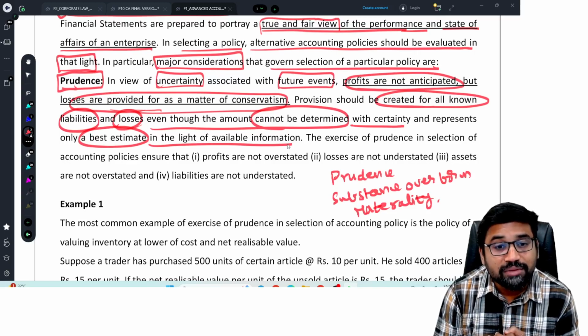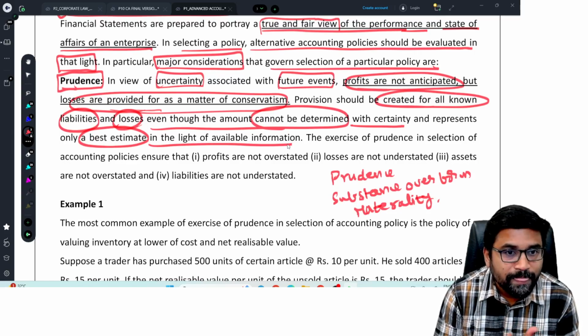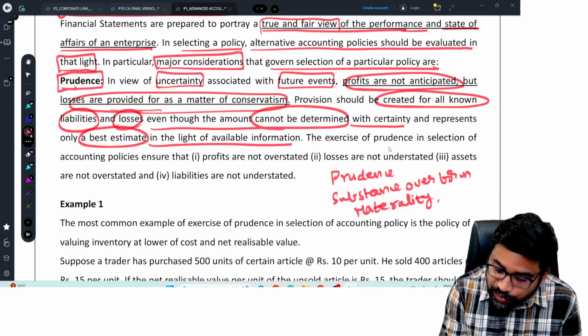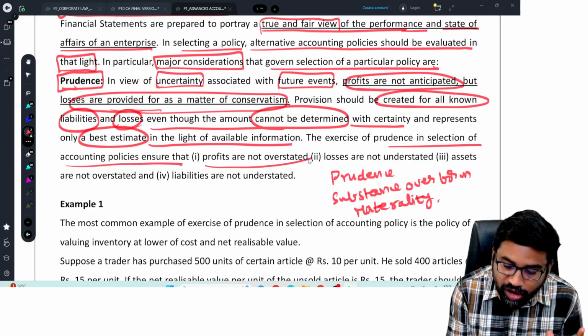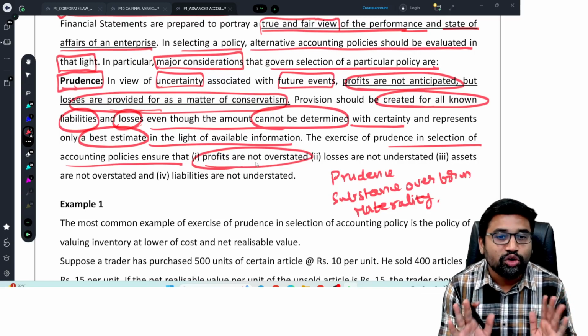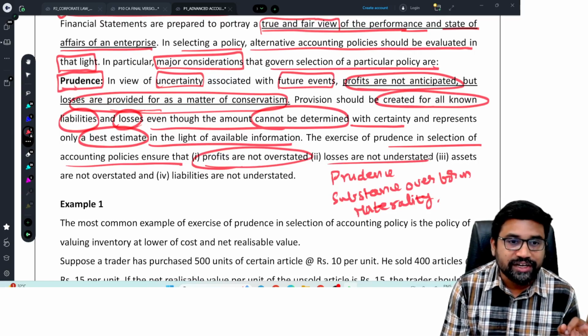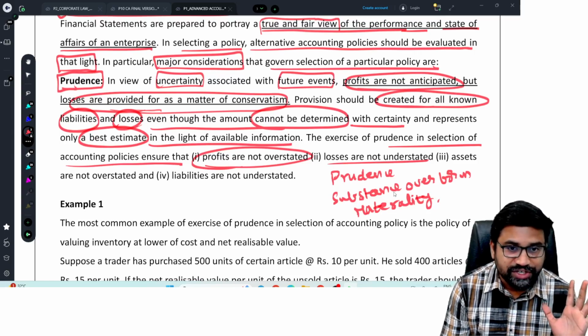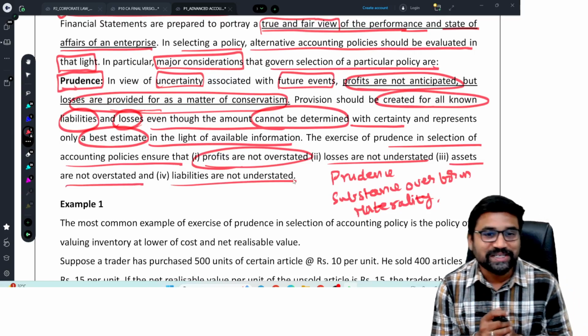Sir, what about incomes? Can I estimate and recognize? No. What about an asset? Can I estimate and recognize? The answer is no. So the exercise of prudence in the selection of accounting policies ensures that, in the final conclusion, profits are not overstated. Don't overstate profits. Losses are not understated. Assets are not overstated. Liabilities are not understated.